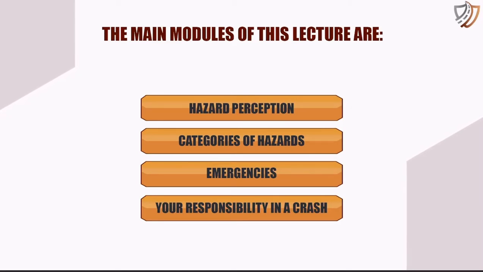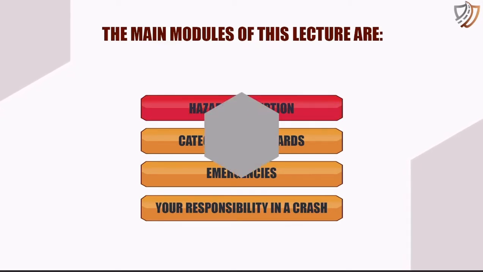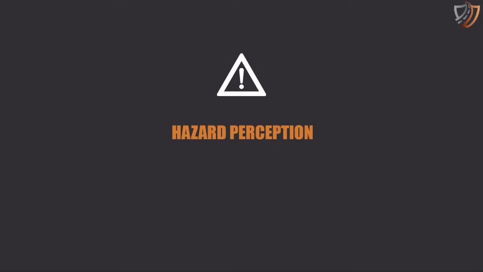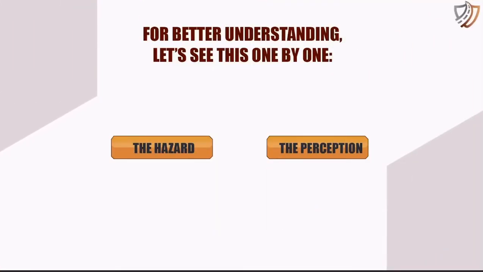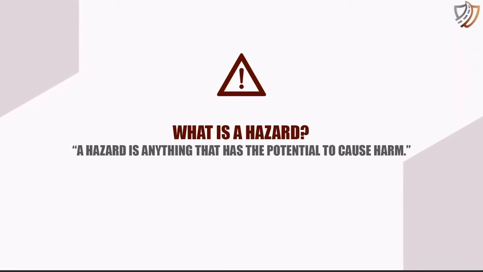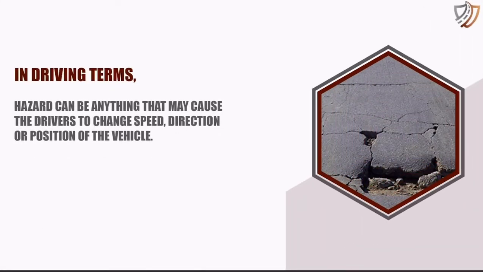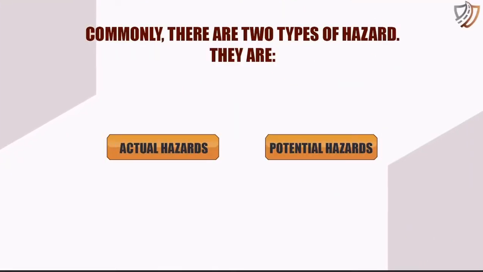Let's start with the first module, hazard perception. Hazard perception. For better understanding, let's see this one by one. The hazard and the perception. The hazard. A hazard is anything that has the potential to cause harm. In driving terms, hazards can be anything that may cause the drivers to change speed, direction, or position of the vehicle. Commonly, there are two types of hazard.